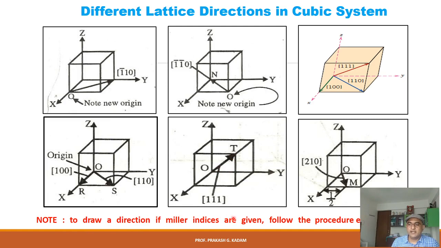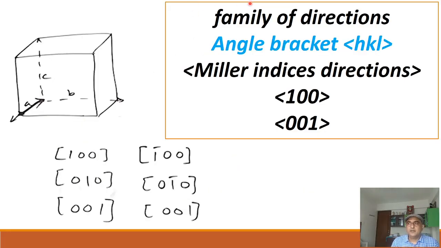To draw a direction when Miller indices are given, the following procedure is exactly reversed. We have to reverse the procedure if you know this value. Okay, this Miller indices is given to you, you have to draw this diagram. The family of directions is represented by angle brackets. See, this is the angle bracket. Inside the angle bracket, write the HKL, and this represents the family of Miller indices directions.